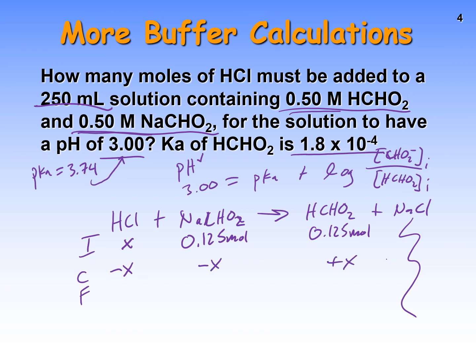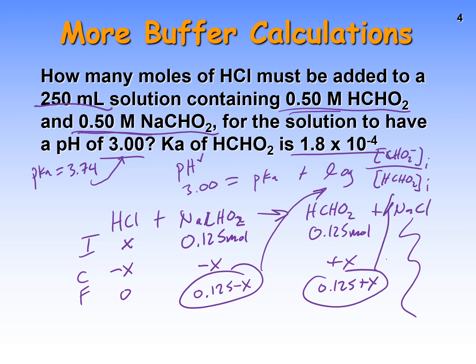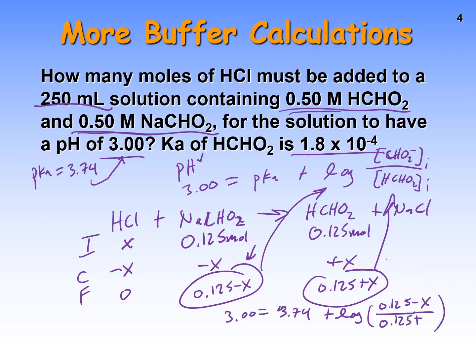So I know that this ice table will be minus X, whatever moles of HCl I need to add to get to pH 3, right? So I'll have 0 left of that. I'll have 0.125 minus X here, and I'll have 0.125 plus X. Now, these two I can plug in to my Henderson-Hasselbalch equation, right? So this gives me 3.0 is equal to 3.74, my pKa, plus the log of my formate, this guy, 0.125 minus X, all over 0.125 plus X.